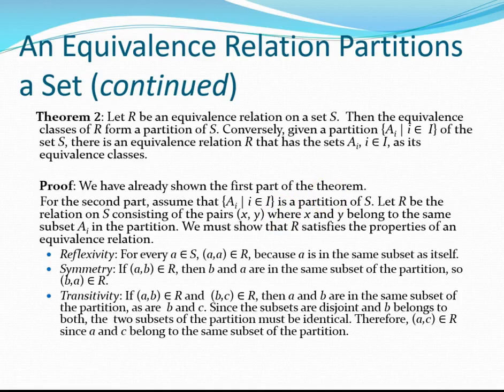Theorem 2. Let R be an equivalence relation on set S, then the equivalence classes of R form a partition of S. Conversely, given a partition A sub i for i in the index set I of the set S, there is an equivalence relation R that has the sets A sub i for i in the index set I as its equivalence classes.